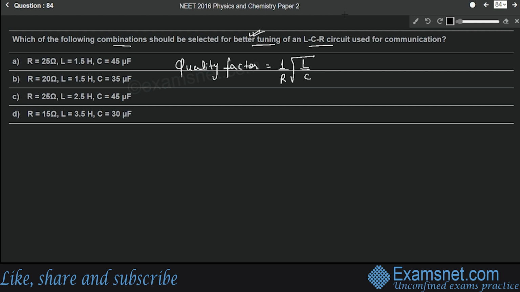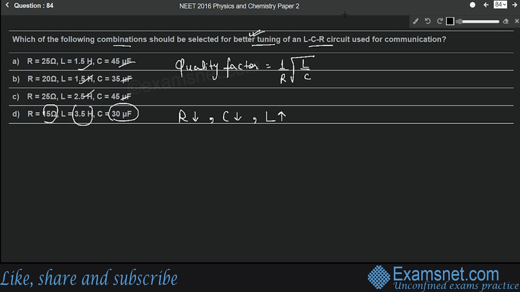So for quality factor to be maximum, the value of R should be minimum because it is on the denominator side. Value of C should also be minimum, but the value of L should be highest. So let's check. In the last option, option number D, the value of R is minimum, 15 ohm. The value of L is maximum, 3.5 Henry. All others are less than this. And the value of C is also minimum, 30 microfarad. Others are 45, 35, 45.